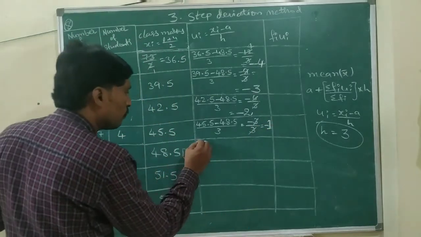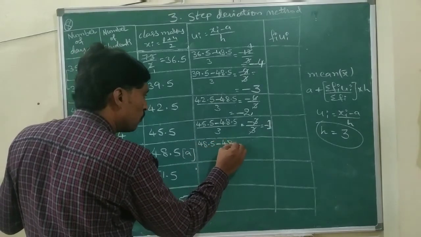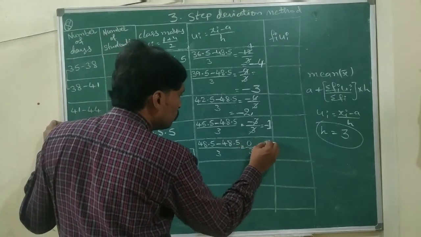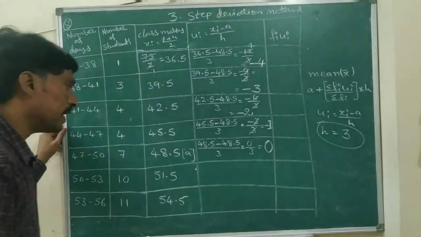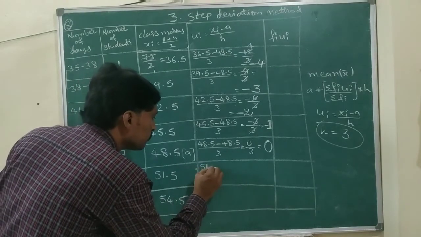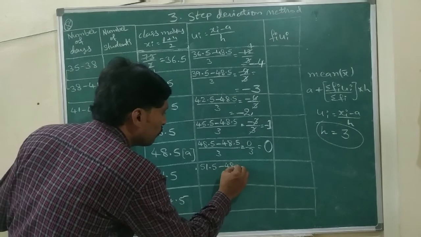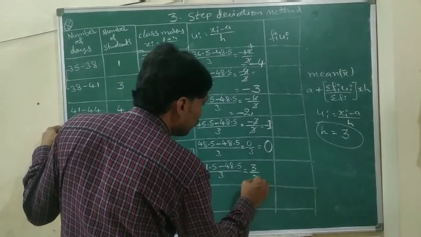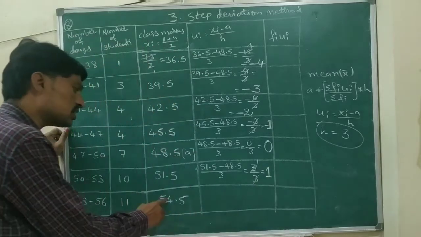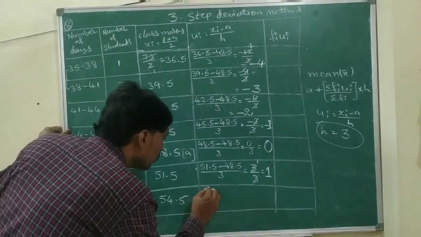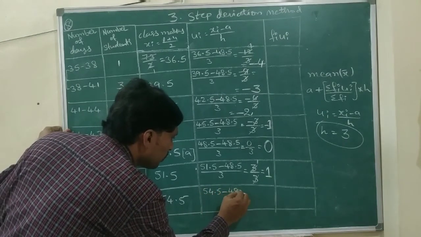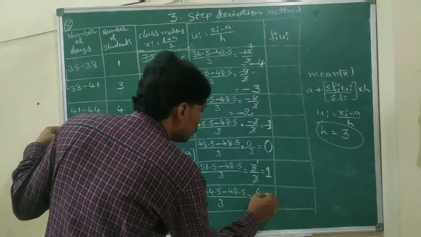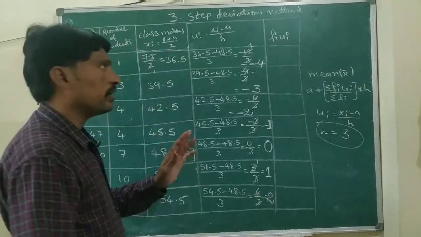The next xi is 48.5: 48.5 minus 48.5 is 0, and 0 by 3 is 0. The next class mark is 51.5 minus 48.5 by 3, that is 3 by 3, which equals 1. The last class mark is 54.5: 54.5 minus 48.5 by 3 is 6 by 3, so we get Ui equal to 2.